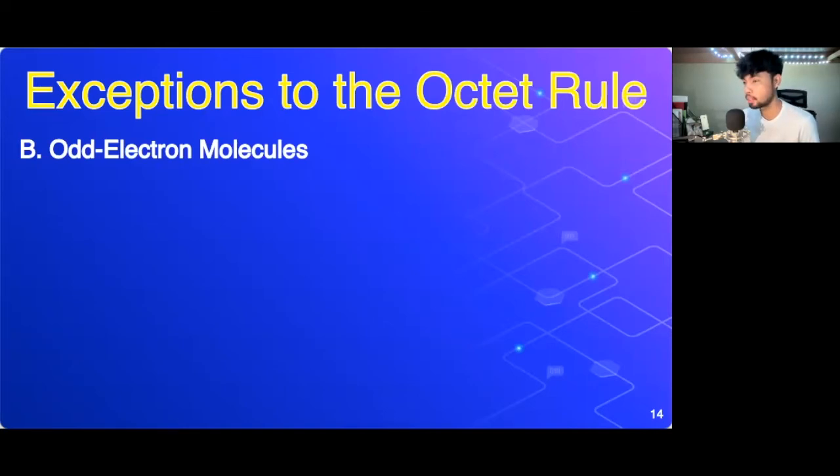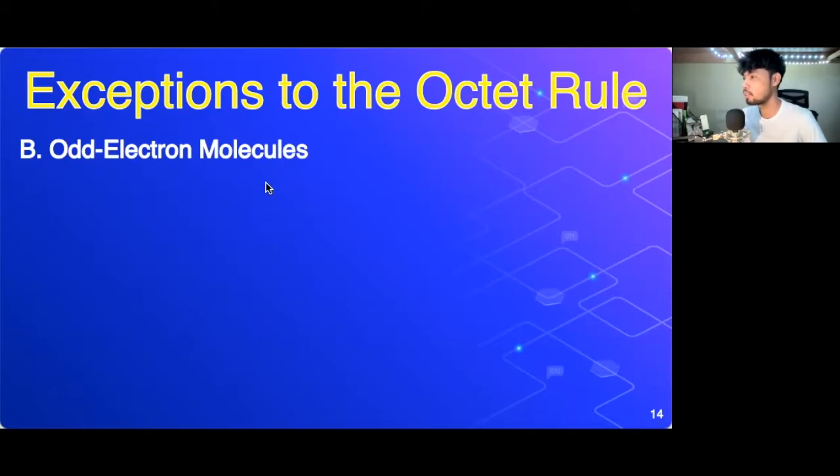In the previous video, we learned the first exception to the octet rule, which is the incomplete octet. In this video, we're going to learn about the odd electron molecules. Some molecules contain an odd number of electrons. Among them are nitric oxide and nitrogen dioxide.